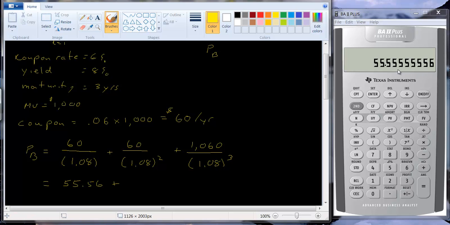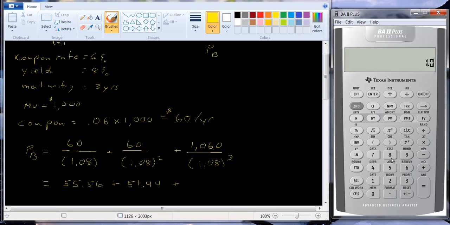And if we take this cash flow and we divide it by 1.08 again, it'll be the same as 60 divided by 1.08 squared. So let's divide by 1.08, and we get 51.44. And then the last cash flow is going to be 1.08 raised to the third power. Now what I've computed is 1.08 to the third power, but what I need is 1 over 1.08 to the third power, so I'm going to hit the 1 over x key to flip it over. Then I'm going to multiply it by the 1060. So I get 841.46.